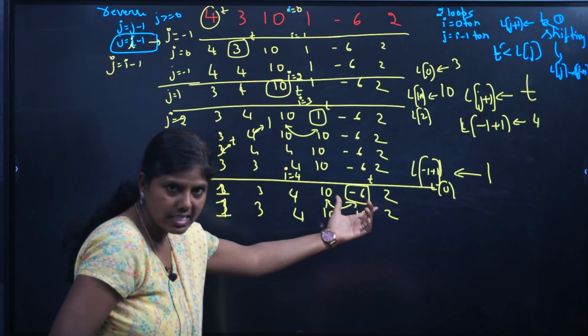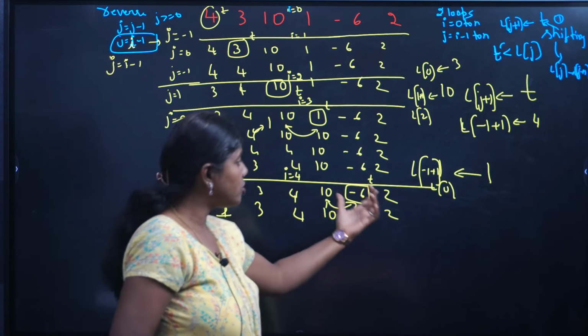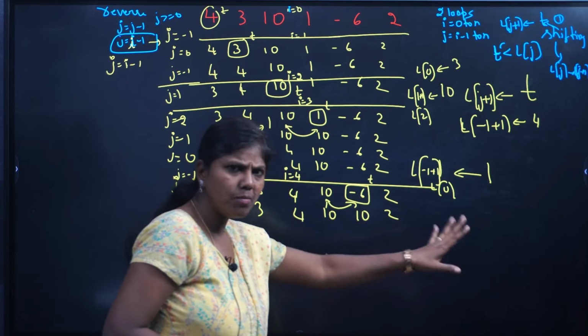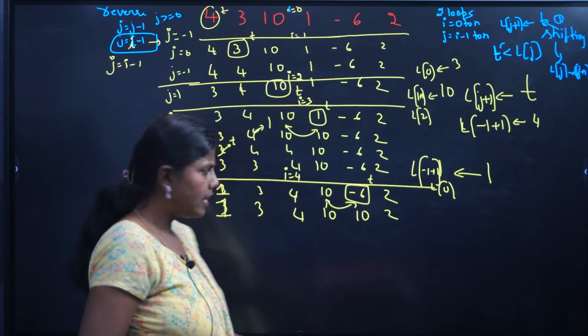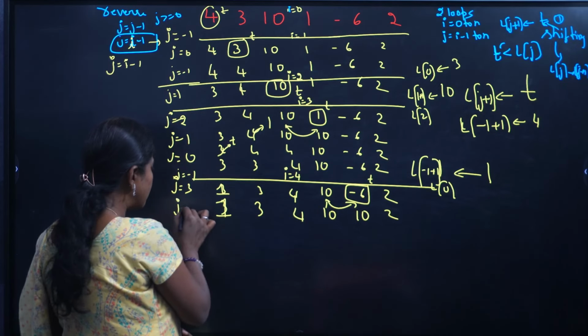10 and minus 6 are compared. Minus 6 is less. What do I have to do? L of j has to shift to L of j plus 1. The rest of the elements remain as they are. I'm not going to check that. After this, 4 remains, 3 remains, 1 remained. After that j has to decrement. It's going to be 2 now.